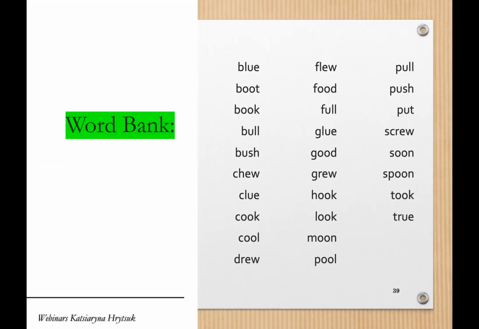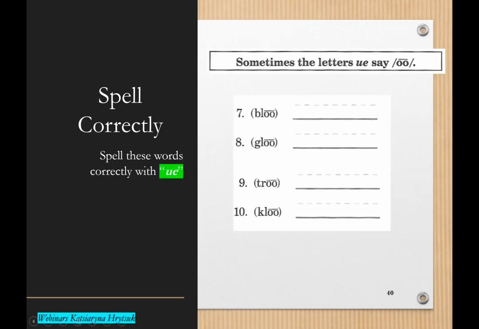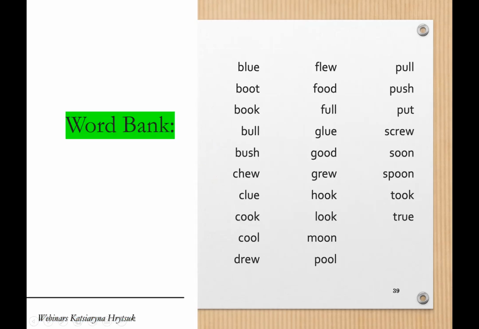Word bank. We call it a word bank when we need to read the words with the specific rules fast. So we are going to do it now. Blue, book, bull, bush, chew, clue, cook, cool, drew, flew, food, full, glue, good, grew, hook, look, moon, pull, push, put, screw, soon, spoon, took, true. Aya, Vika, your turn.